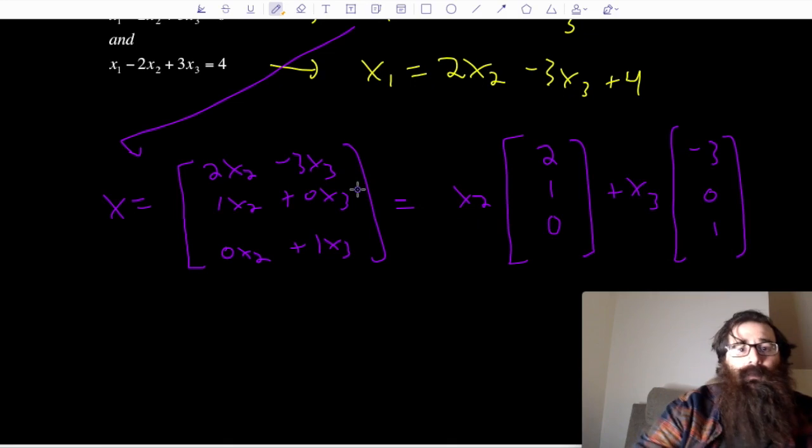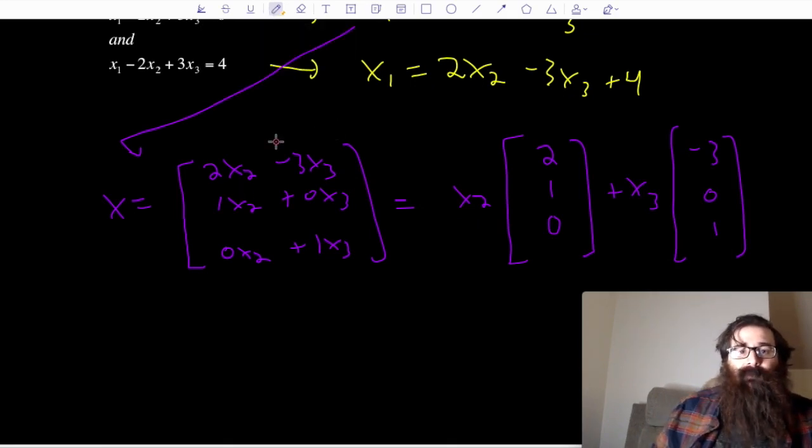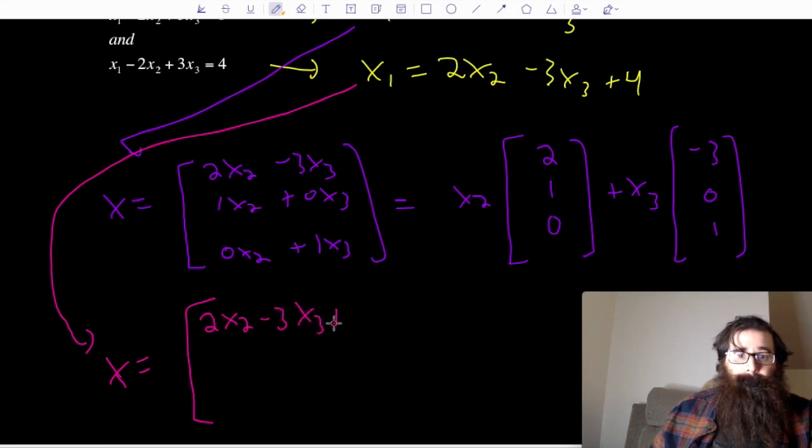So what about the other? Let's do a different color for this. Very similar, but there is a difference here, right? So I'd say, well, x then should be a vector with entries x1, x2, and x3. x1 is 2x2 minus 3x3 plus 4. x2 is 1x2 plus 0x3. And x3 is 1x3 plus 0x2.